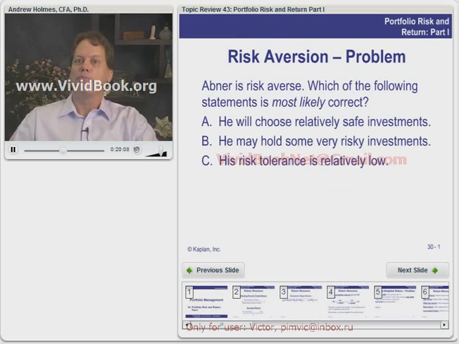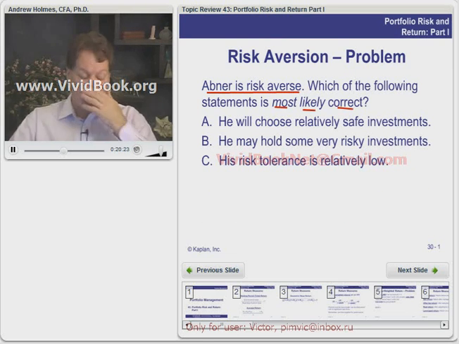All right, this is actually a good question, and it drives home this point very well. Abner is risk averse, which basically says that Abner is a Homo sapien. Which of the following statements is most likely correct? I'm going to pause for about 3 seconds and let you think about the answer. He will choose relatively safe investments, he may hold some very risky investments, or his risk tolerance is relatively low.